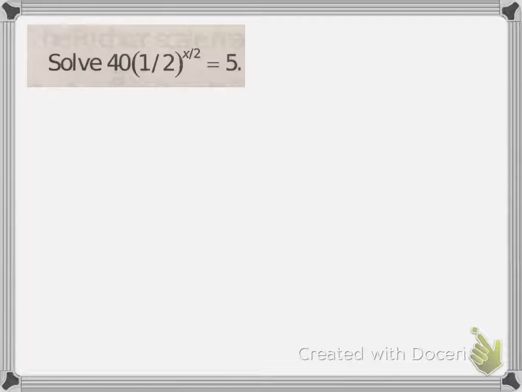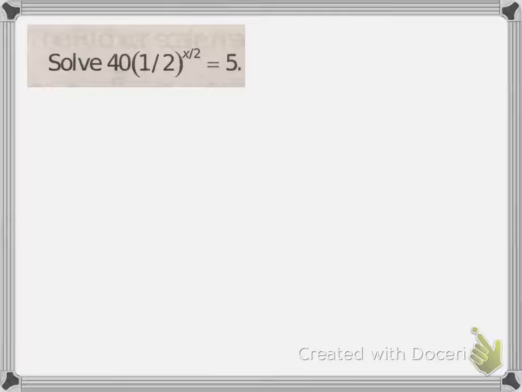So I'm going to start off with a couple of problems. Basically, I have 40 times 1/2 raised to x over 2 equals 5. So this is an exponential equation. If you start with your flow map, the first question says, does the problem have a log or an ln? Well, of course, we're going to say no. So we're going to go to the right-hand side of the flow map, and it's going to say get b raised to cx by itself.